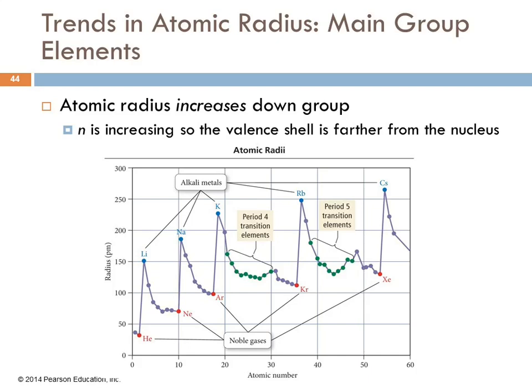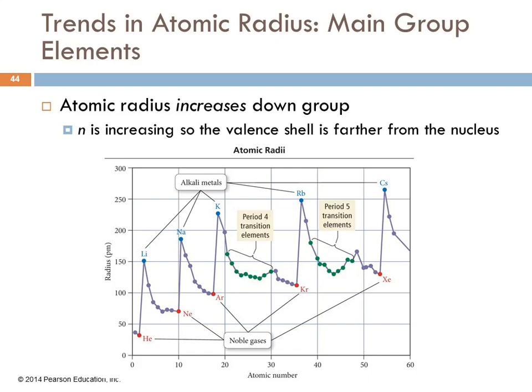The first trend of atomic radius increasing as you go down a group makes lots of sense. Because as we're going down, the principal quantum number, n, is going up. And as the principal quantum number goes up, those orbitals are getting larger and larger. We're adding layers to the onion, if you want to think about it that way. So we're adding a layer, we're adding a layer, we're adding a layer. That makes sense that those should be larger.